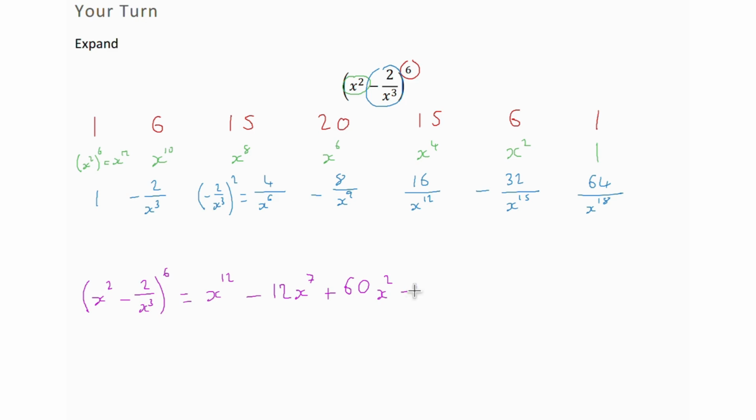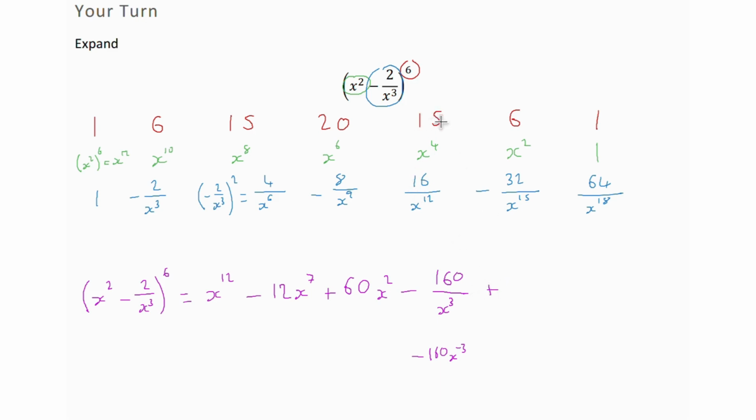This one's negative because we've got a negative there. And I've got 20 times 8, and then x to the 6 over the x to the 9. So the 20 times by the 8 is going to give me 160. And this time the x to the 6 over the x to the 9 is going to leave me with x cubed, but in the denominator. I might have chosen to have written that one as minus 160 x to the minus 3. That would be absolutely fine.